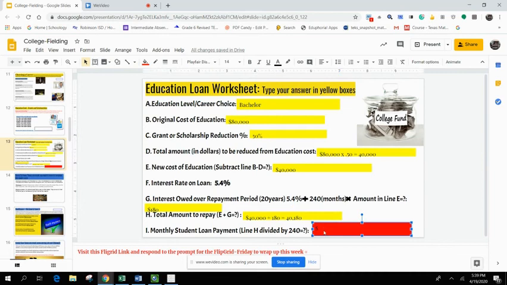On this one, I would now take that 40,180 and divide it by 240 to get this one. And that's going to give you how much you spend every month to pay back that loan. And so you can do the math on that one.